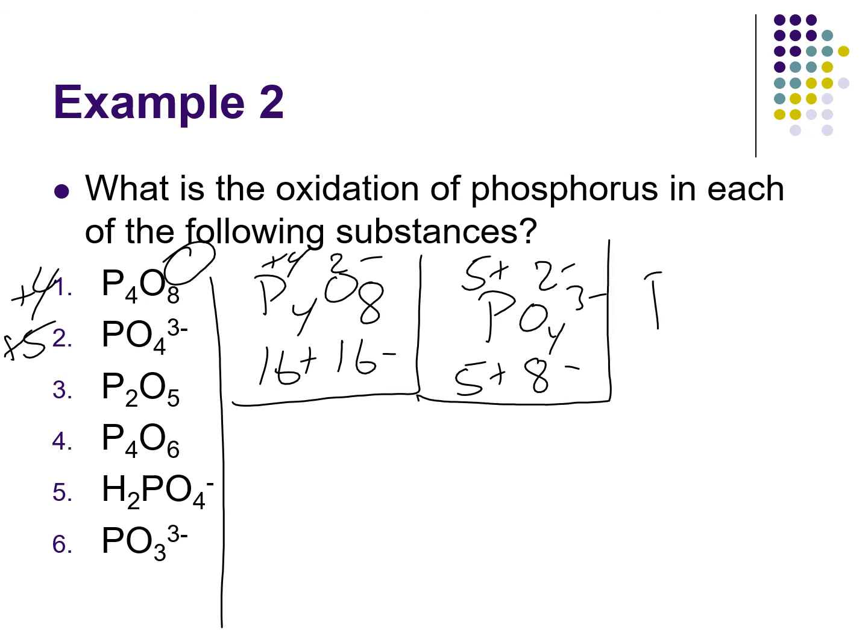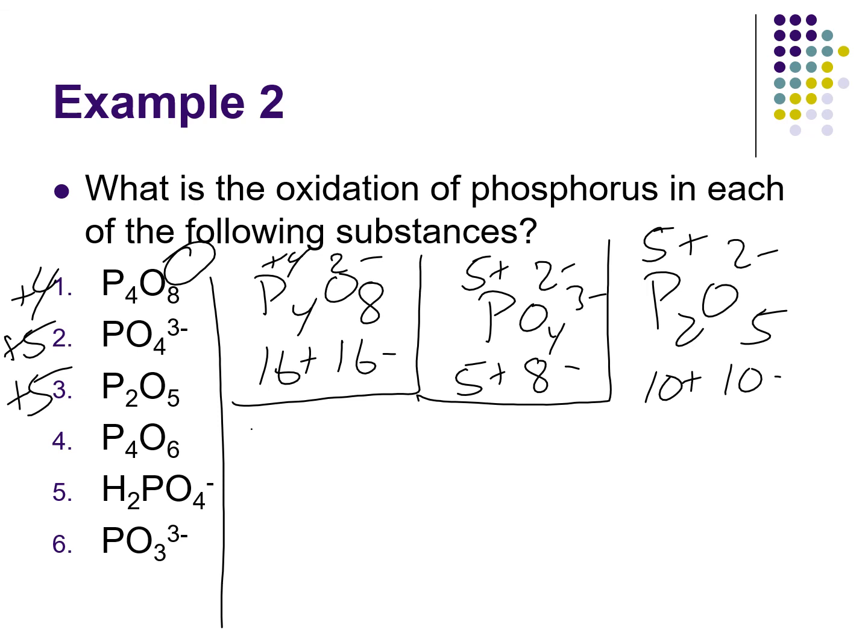Third one, P2O5. Again, oxygen, 2 negative. Gives us 10 negative total. There's no charge on the compound. So if there's 10 negative, that means there has to be 10 positive. And if there's 2 phosphoruses for a total of 10 plus, each phosphorus has to be +5.